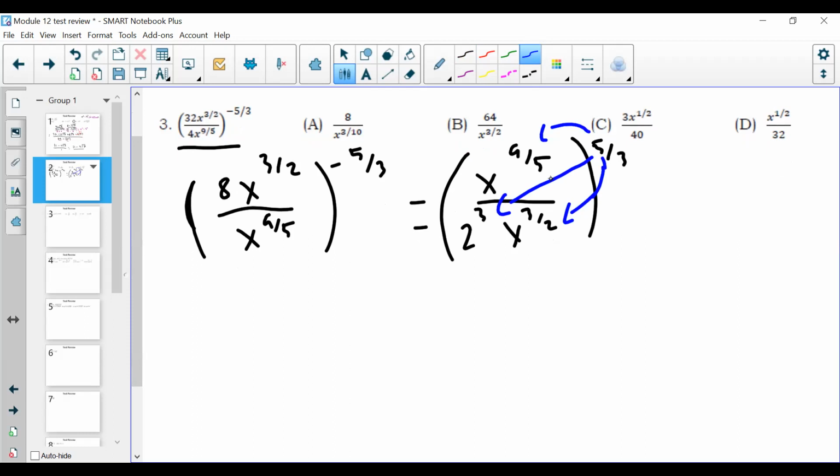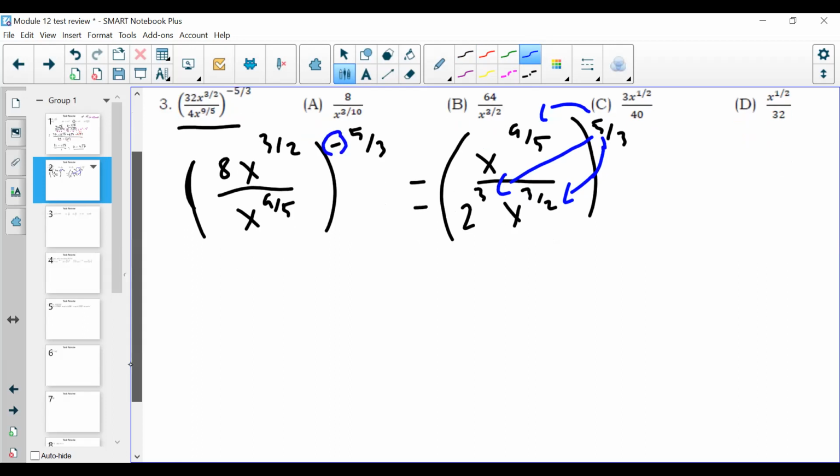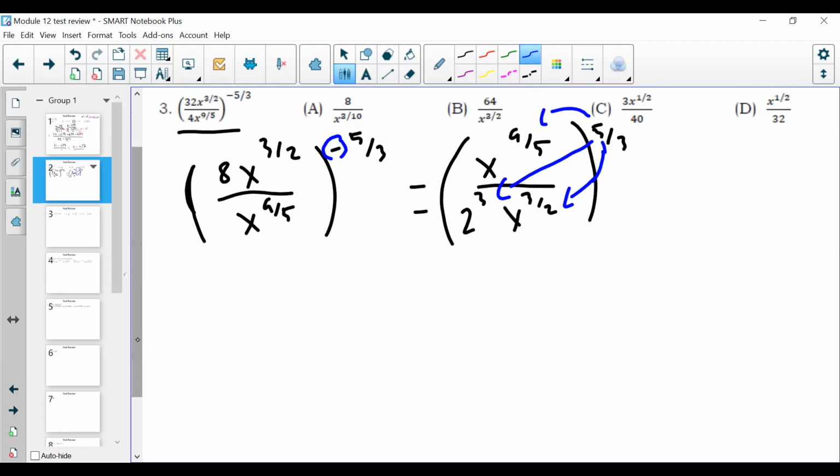Why did we flip them again? Because you see this negative right here? That's a negative exponent. So to get rid of that negative, you have to flip the base. Remember, a to the negative 1 is the same as 1 over a to the first power. You get rid of that negative by flipping the base. All right, thank you. No problem.